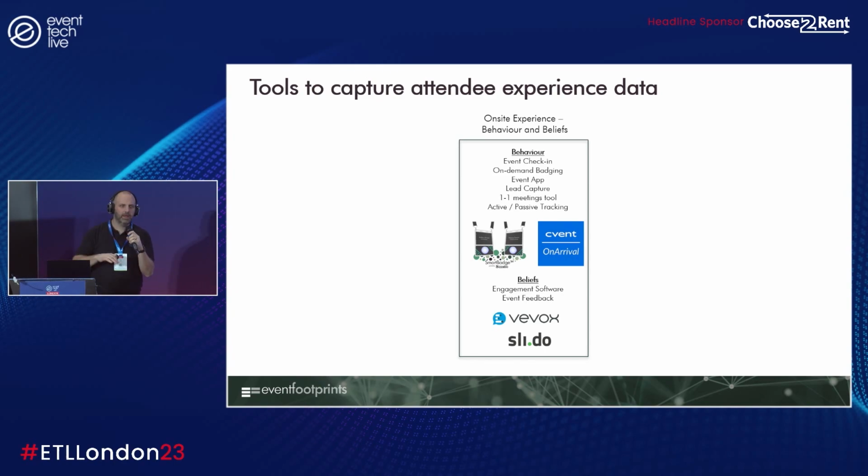So the idea of active meaning where you check into a zone or a breakout session. Passive is where there are technologies like the Smart Badge by Bizzabo, or the on-arrival system, which is the NFC technology that Cvent offer. There are other technologies out there that do this sort of passive tracking, but this is all about how we are capturing our attendee behaviour on site.